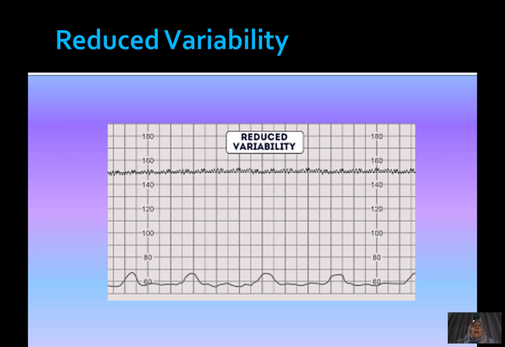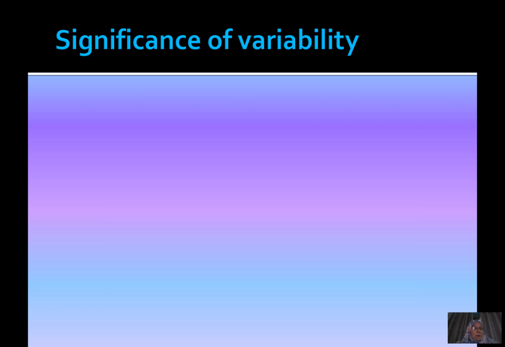If we then look at the baseline rate, we can see that it's 150. The variability in this patient is reduced, and you see no acceleration and no deceleration on the CTG. Reduced variability is worrying. So let's just write down what you think the significance of variability is.